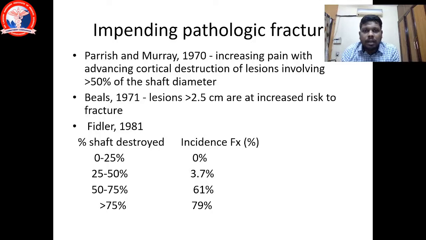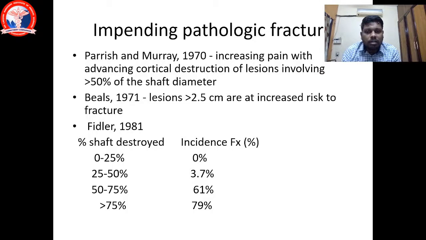What is an impending pathological fracture? Parrish and Murray in 1970 said it is increasing pain with advanced cortical destruction, lesions involving more than 50% of the shaft diameter. These patients are more likely to have a pathological fracture in the future, when they have increasing pain and advanced cortical destruction involving more than 50% of the shaft diameter.